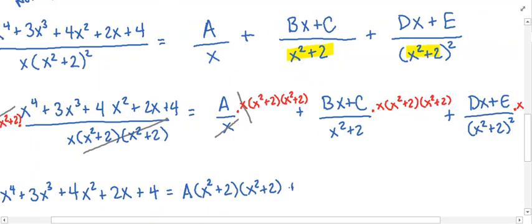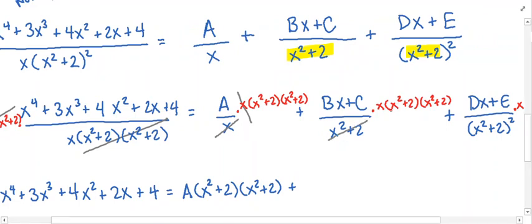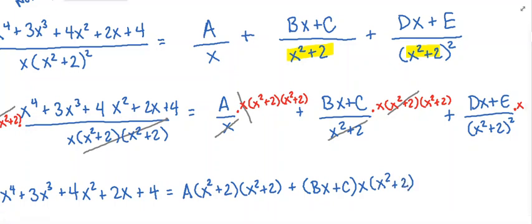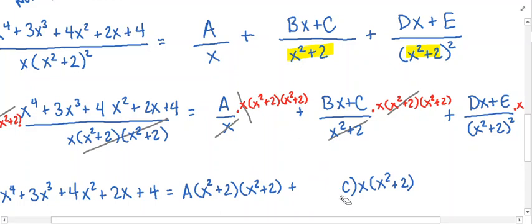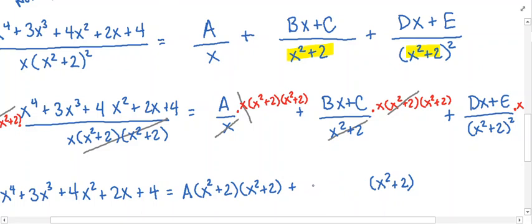Then we have a plus sign. And for this bx plus c part, we have an x squared plus 2 in the bottom, it cancels with one of these. So this is going to turn into the entire quantity bx plus c times x squared plus 2. Just so I can multiply it out easier, I'm going to switch the order of the x squared plus 2 and the bx plus c.